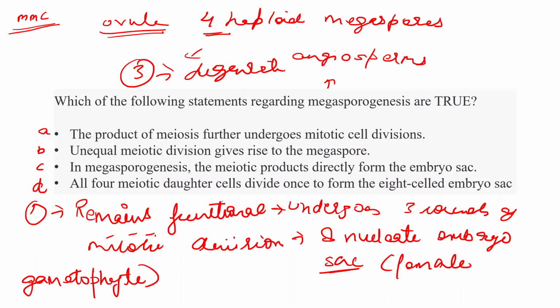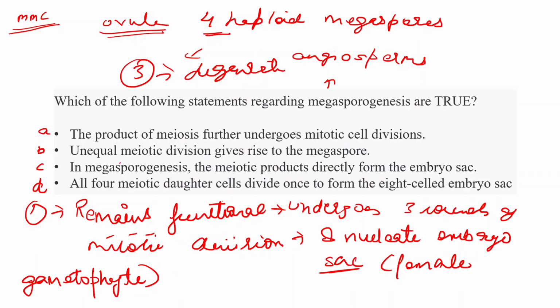First is, the product of meiosis further undergoes mitotic cell divisions. It is correct, because the functional megaspore is the product of meiosis. Basically, your diploid megaspore mother cell undergoes meiosis and forms four megaspores. From these four megaspores, three degenerate. The one which remains functional undergoes mitotic division. That's what we have discussed. It undergoes three rounds of mitotic division and then forms the embryo sac.